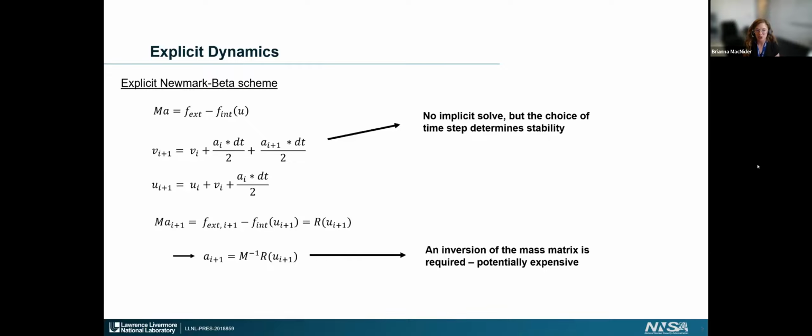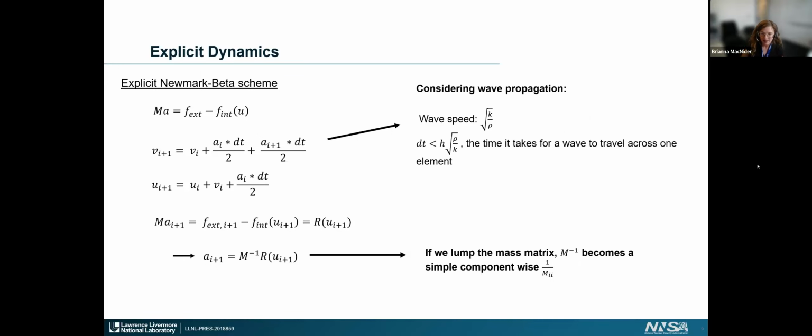There's no implicit solve, which does make things a little bit faster, but the choice of the time step does determine stability. And as I mentioned, your time step potentially needs to be small, which could lead to having to run this many, many times. Secondly, if you notice this last equation at the bottom, there is an inversion of the mass matrix required in order to calculate the acceleration for the next time step, which, given that we're running a topology optimization problem, we expect our mass distribution to be changing from design to design. So this has to be redone every time and possibly could end up being computationally expensive.